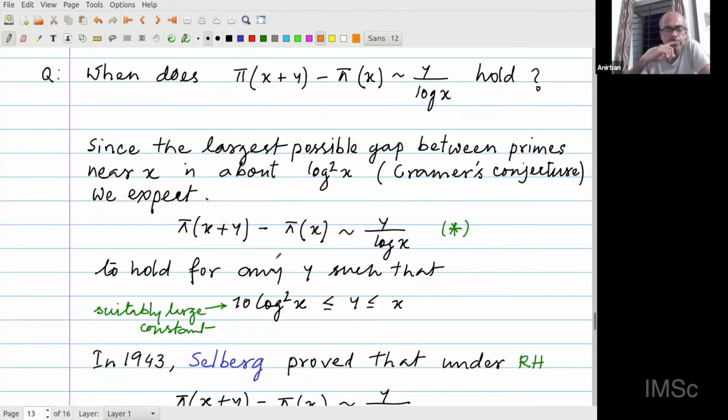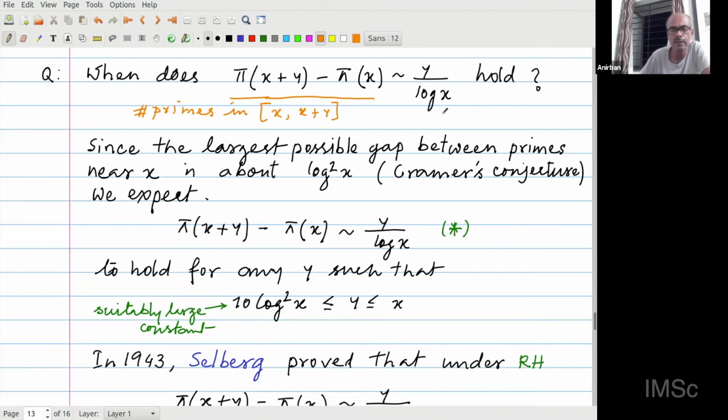A question of interest is this. So what does this quantity mean? This quantity is just the number of primes in this interval x to x plus y. So between x and x plus y, these are primes between x and x plus y.